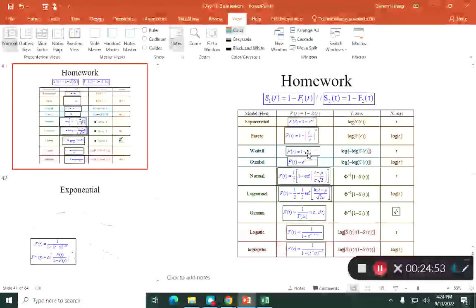I told you, when I worked for airlines, when I worked for insurance company, I never really saw anything exponential, but exponential is always a good starting point.